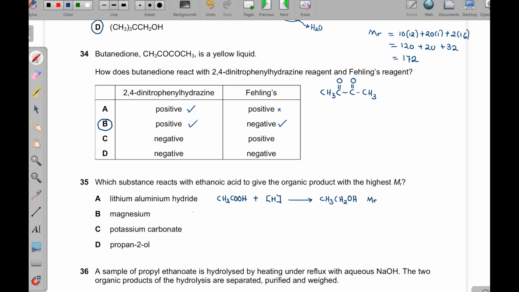Its Mr here is going to be equal to, there are 2 carbons here, so 2 times 12, that will be 24. Then hydrogens are 6, so 6 times 1, that will be 6. So that is 30 in total, then plus the oxygen, which is 16, that will be 46. Then we go to this one here. If this one reacts with magnesium, we are going to get magnesium acetate or ethanoate. So we shall have CH3COO.